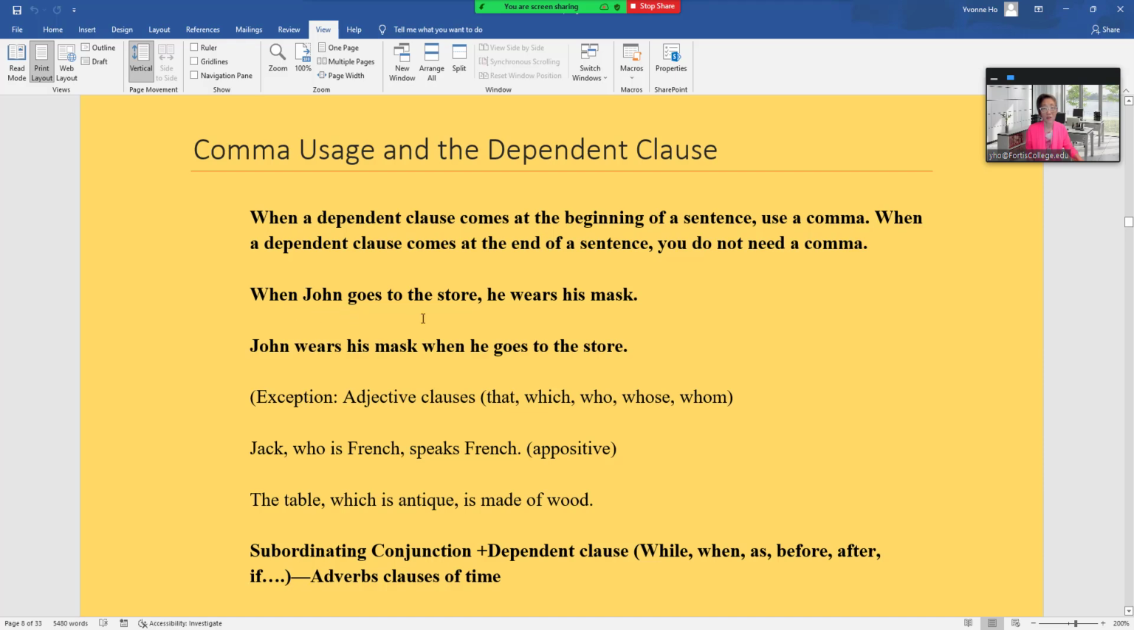So when John goes to the store, comma, dependent clause, he wears his mask, independent clause, and you put a comma there. John wears his mask, independent clause, and here the dependent clause comes at the end of the sentence, so you don't need a comma.